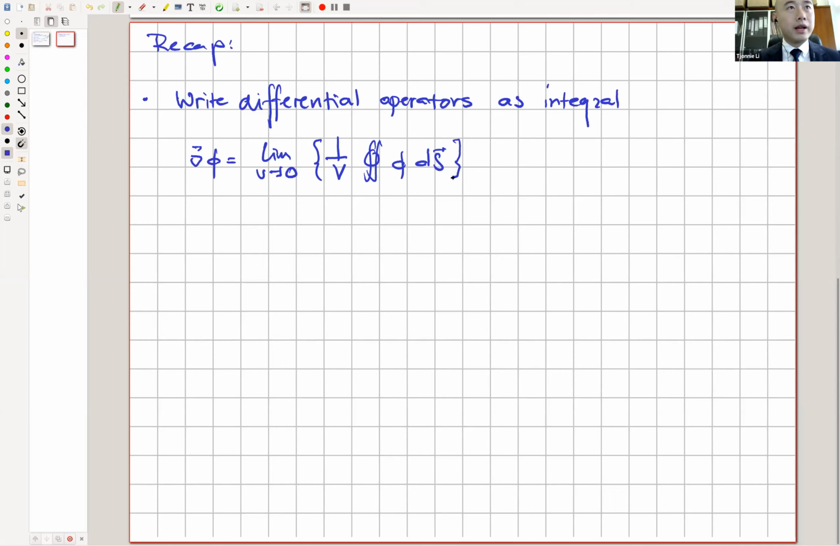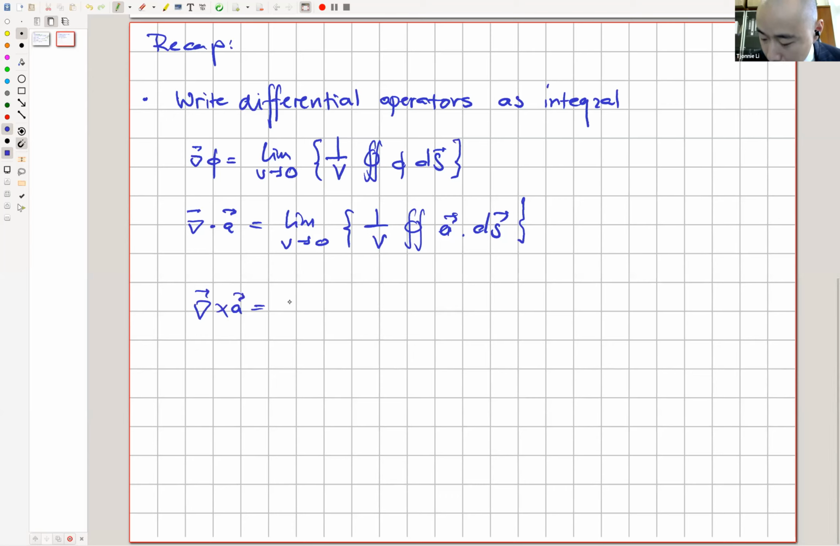Okay. And then we can actually do the same thing for the other ones. So, for example, the divergence of A can be written as the limit of v goes to 0 of 1 over v, the surface integral of A dotted with ds. And finally, also the cross product as the limit of v goes to 0, 1 over v surface integral of A. We'll do the correct sign. It should be ds cross A here.